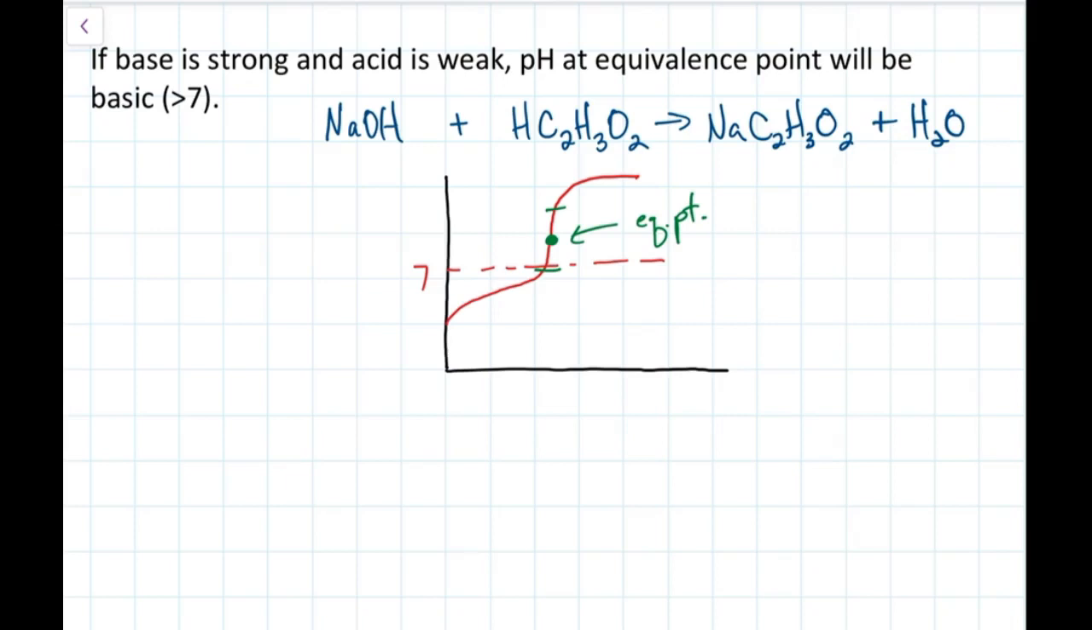All right, now it might be predictable and it might make sense to you that the equivalence point would be basic if the base is stronger than the acid. And so it's easy to remember and predict where the equivalence point will be. It's just sort of whichever one's stronger. If the base is strong and the acid is weak, then your equivalence point is going to be basic because the base is stronger. But that's not really the reason why.